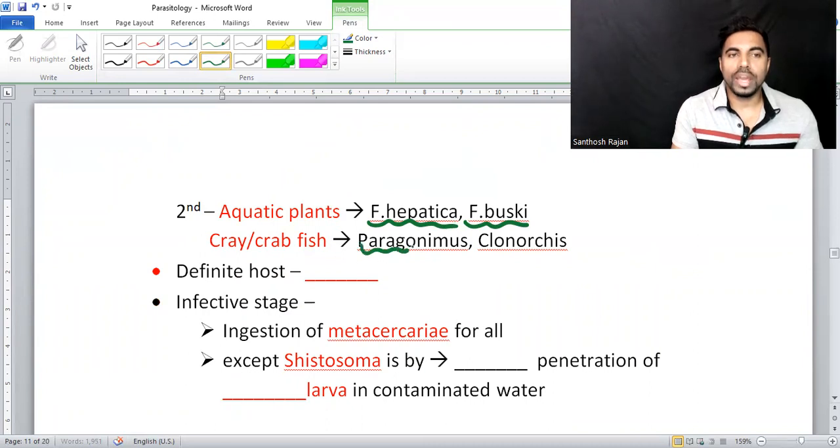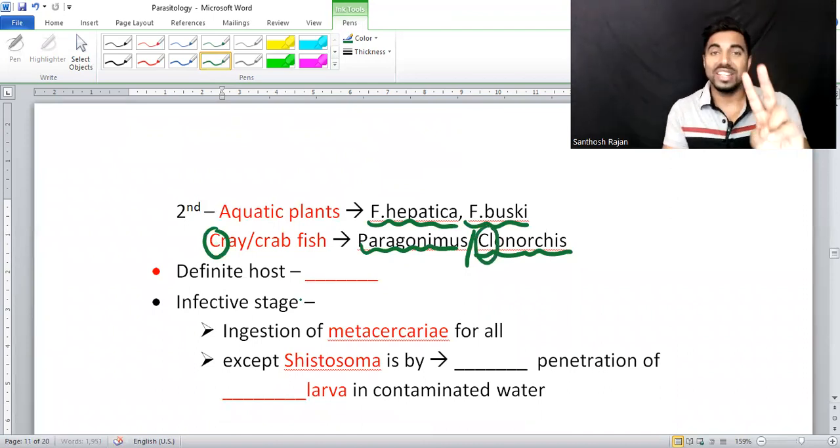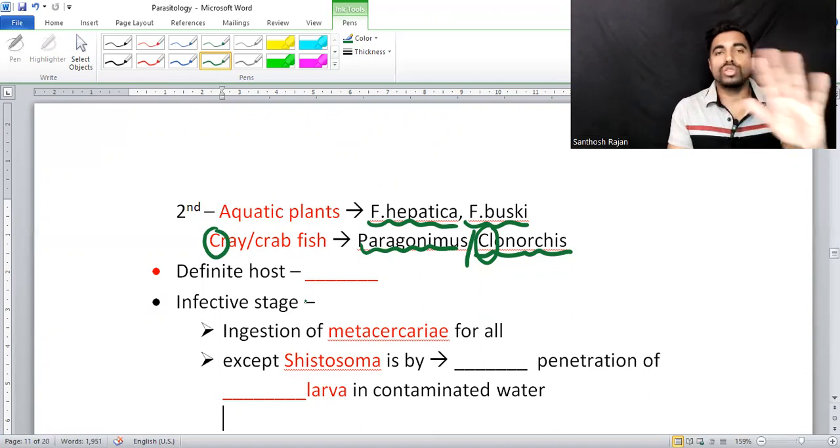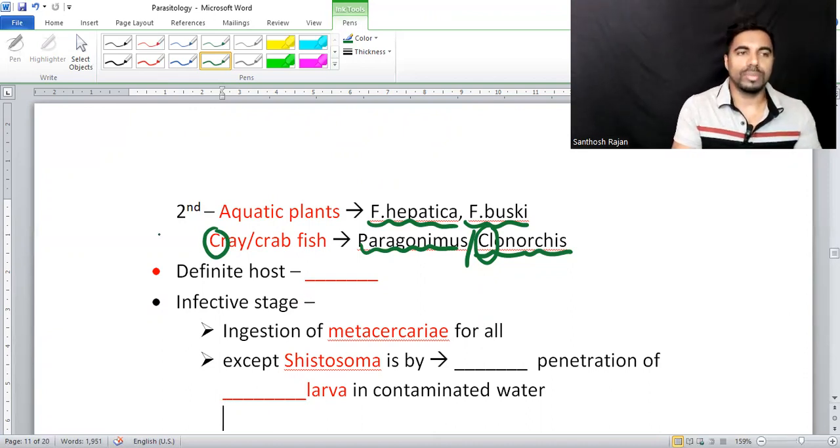Clonorchis, both are important. For Paragonimus and Clonorchis, the second intermediate host is cray or crabfish. At least for Clonorchis it's easy: CC, so you can remember cray or crabfish becomes the second intermediate host. Please remember that. Only for Paragonimus and Clonorchis is your second host cray or crabfish. Otherwise, it's usually aquatic plants. So you can have a question from there. Then the definite host is always man.